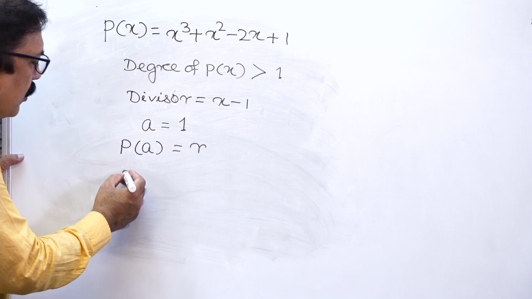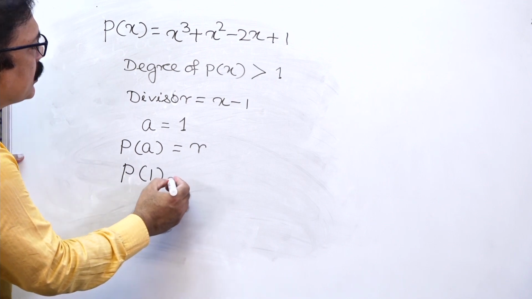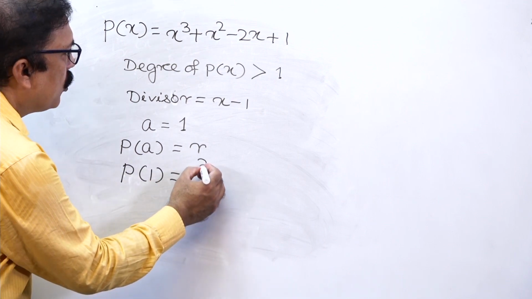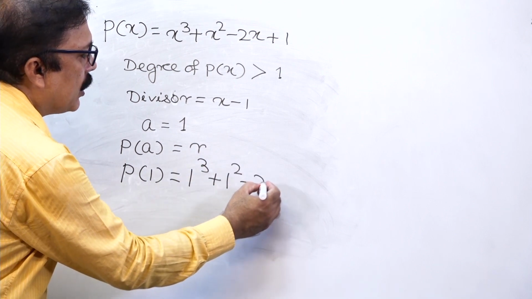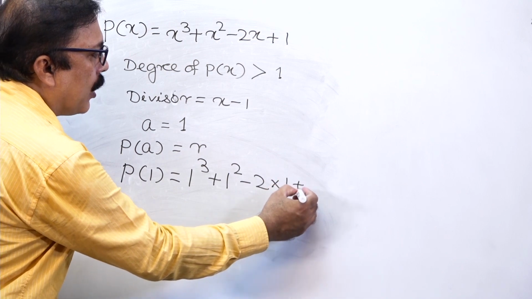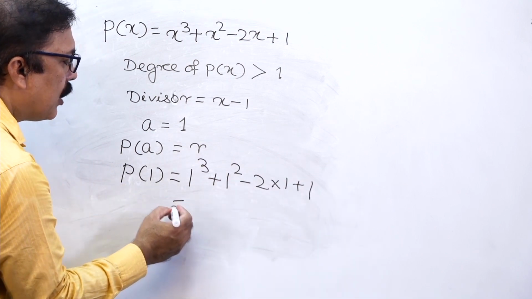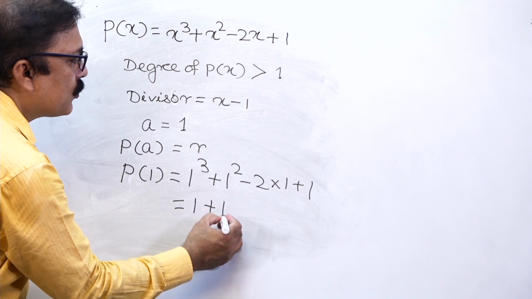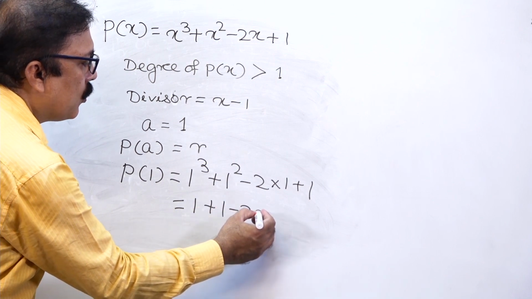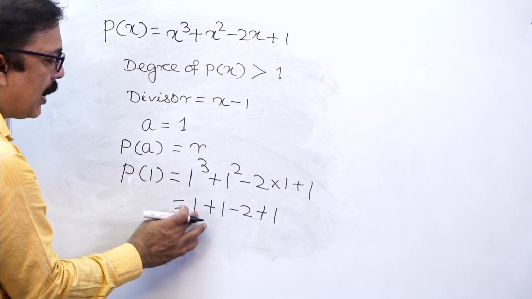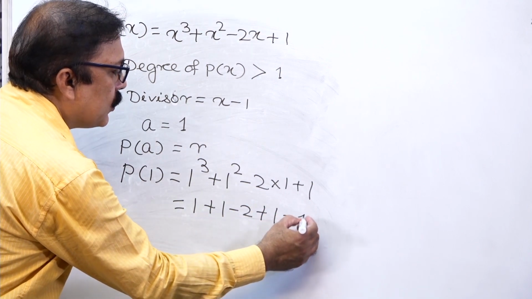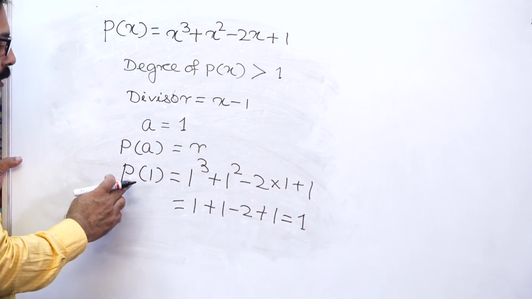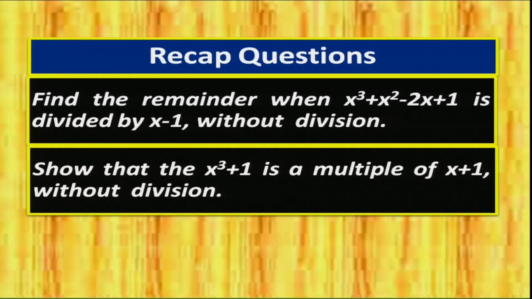That means P(1) is equal to 1 to the power 3 plus 1 square minus 2 into 1 plus 1, and this is equal to 1 plus 1 minus 2 plus 1. 1 plus 1 minus 2 is 0. So the result is 1. So the remainder is 1. Now let's see another question.